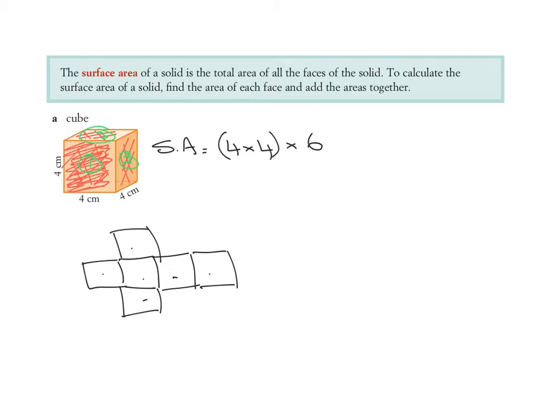Where a lot of errors are made is people go 4 by 4, which is fantastic, and just go times 4 again. That is not surface area, that is volume of a cube. This is find the area of one of the shapes, and that shape is repeated 6 times.